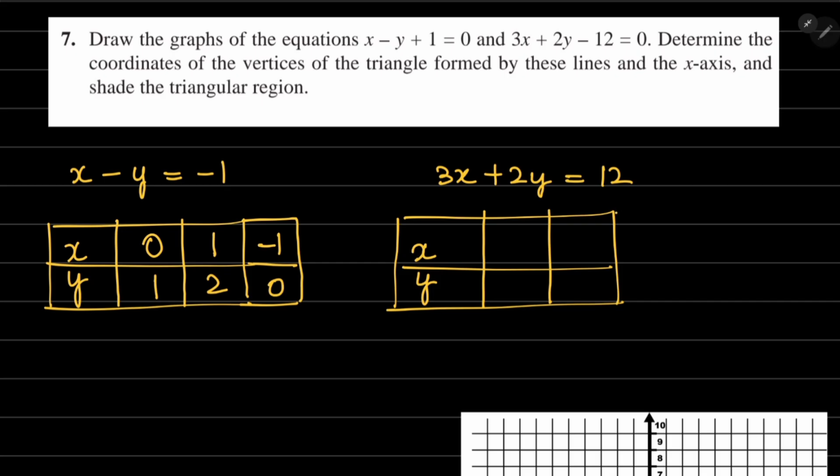On the other side, here, if your x is 0, what will be your y? 2y equal to 12, y will be 6. If your y is 0, x will be 4. 3x equal to 12, x equal to 12 by 3, which is 4. And then if your y is 3, 3x equal to 6 and x equal to 2, so 2 comma 3.